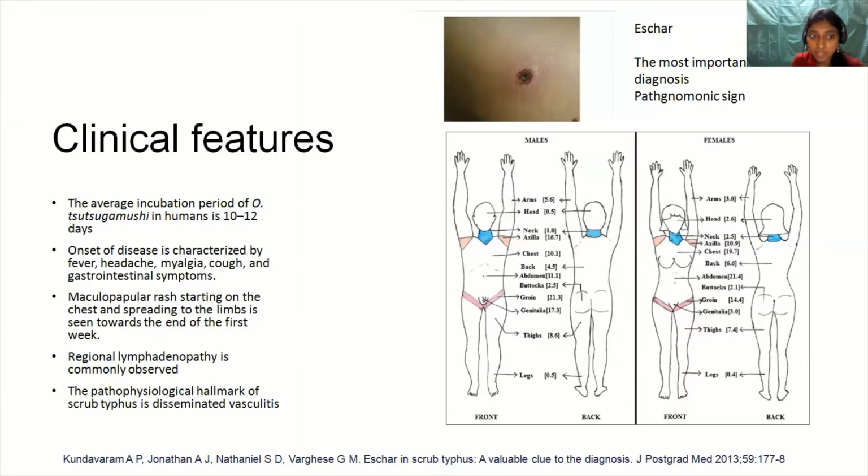is characterized by fever, headache, myalgia, cough, and gastrointestinal symptoms. Patients have a maculopapular rash which starts on the chest and spreads to the limbs. This occurs towards the end of the first week, and regional lymphadenopathy is commonly observed.